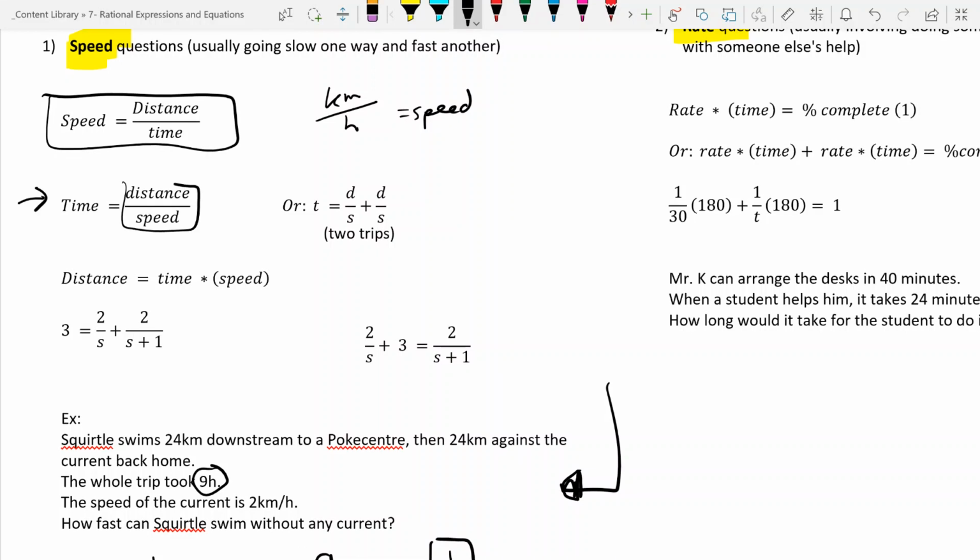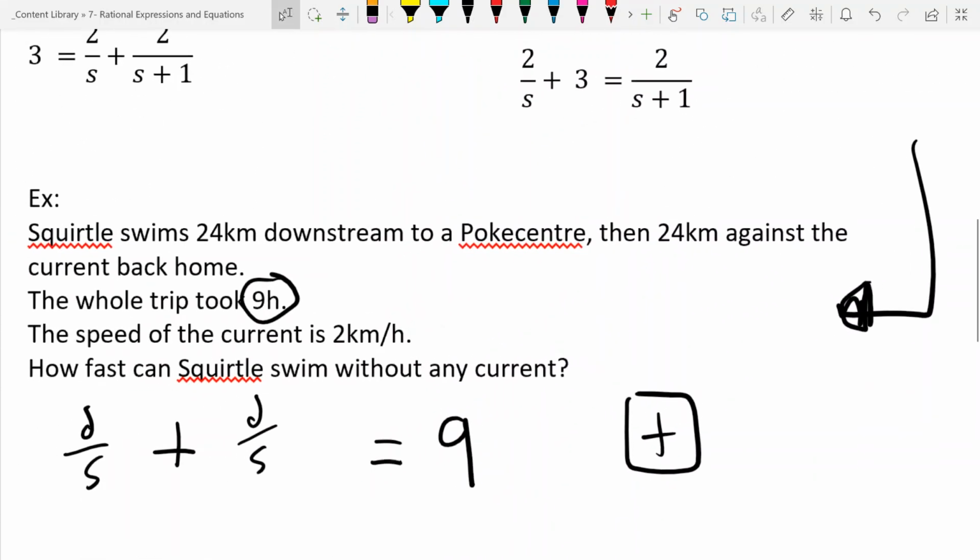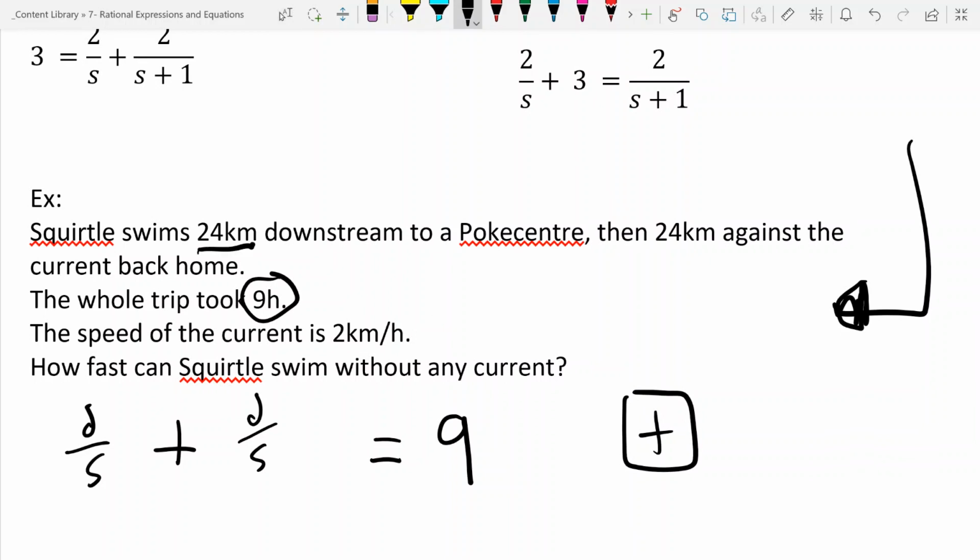Time is equal to distance over speed. But like we said, we know there's two pieces. So I'm going to write the distance over the speed of the first trip plus the distance over the speed of the second trip. Now we have to change this because some things are going to be different. When we look over here, it says 24 kilometers down, 24 kilometers back. So that 24 kilometers is for there. That 24 kilometers is for there. So I'm going to change those numbers. So 24, 24. I don't know what the speeds are yet.